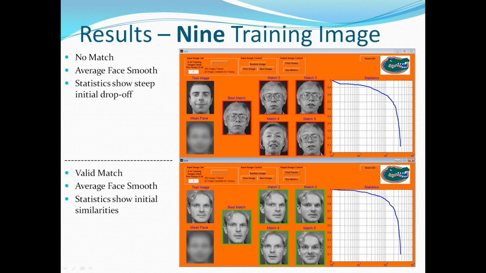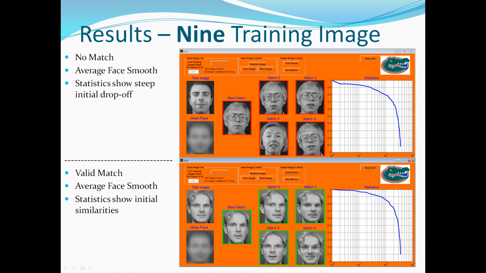Now here, we'll use 9 training images. Given that 9 training images per person were trained, it is possible for the top 5 matches to all be the correct person. The top run shows that using the test image, the top 5 matches did not correctly identify the person. In fact, 4 of the 5 matches are the same incorrect individual.